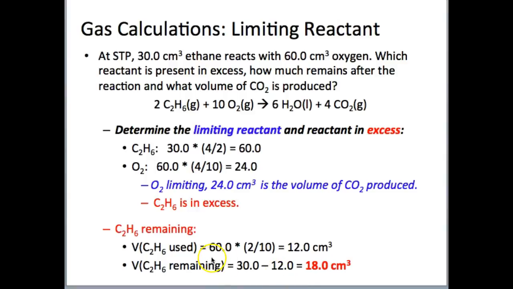To figure out how much we used, we look at our limiting reagent. All of the limiting reagent was used up. So all 60 centimeter cubed of oxygen was used. We have to convert that into how much excess we used. Let's convert that oxygen into ethane so we can figure out what that corresponds to. 60 centimeter cubed, and then I do a mole ratio from oxygen to ethane. So I have 2 moles of ethane over 10 moles of oxygen. That tells me that we actually used 12 centimeter cubed of ethane. So subtract the 12 you used from the 30 you were given, and you get 18 centimeter cubed.